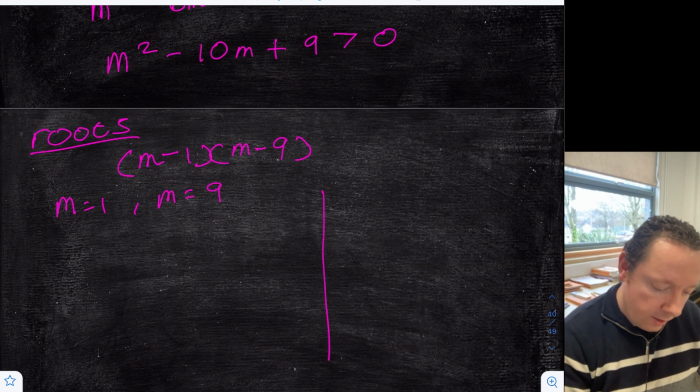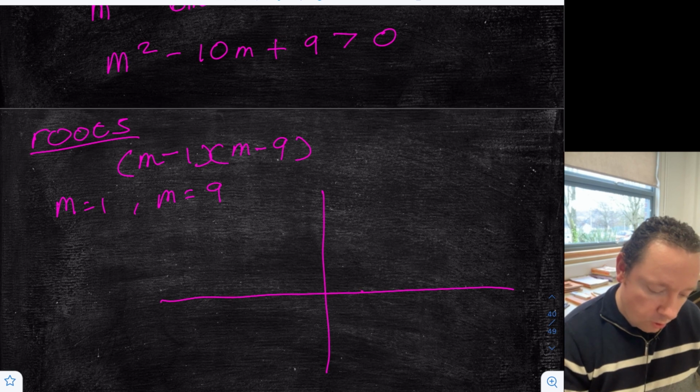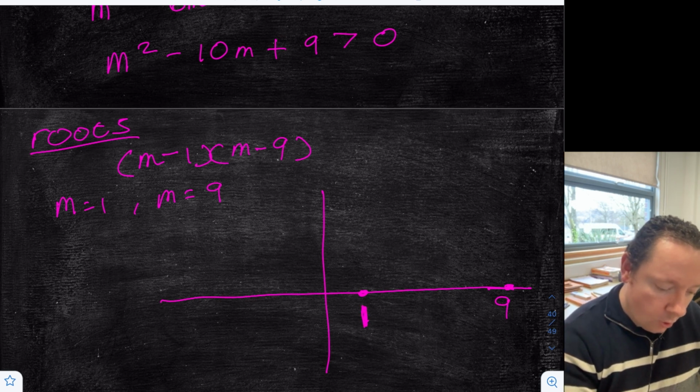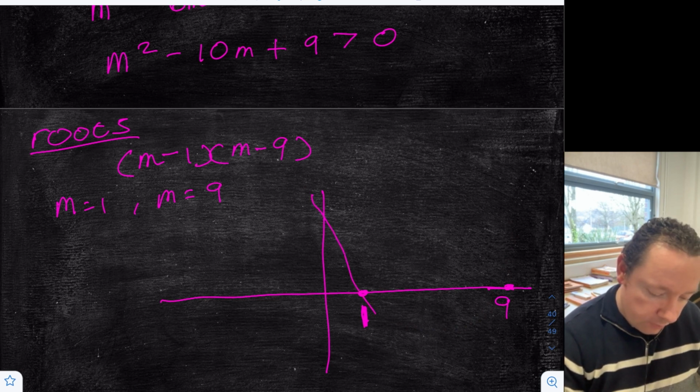So we'll draw a quick graph. We put our roots on at 1 and 9. We know that the shape goes up and down the way because it's a positive m squared, so we can just draw a quick sketch of a graph. It doesn't have to be anything too fancy.